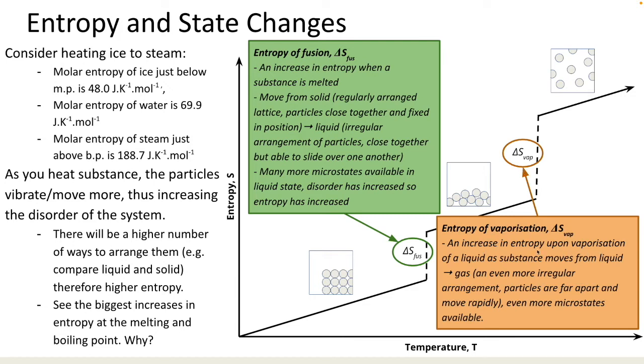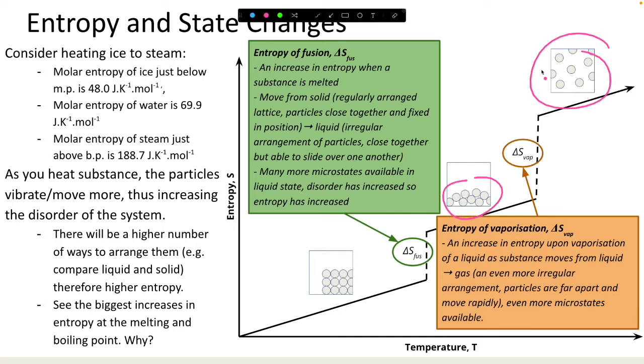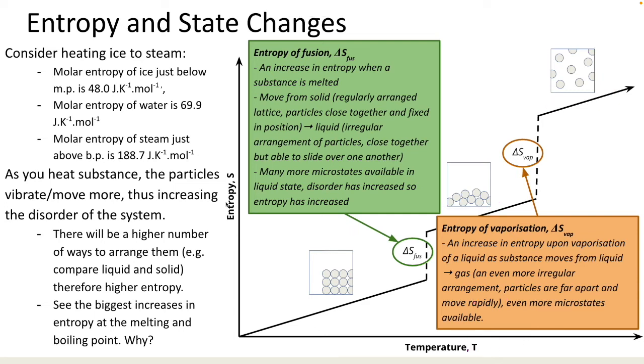An increase in entropy upon vaporization of a liquid as the substance moves from liquid to a gas, and an even more irregular arrangement compared to what the liquid was. Even more irregular, particles far apart, moving more rapidly with much more kinetic energy. So we've got even more microstates, which means even more disorder.